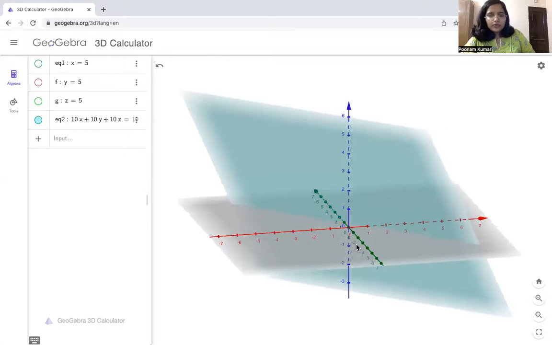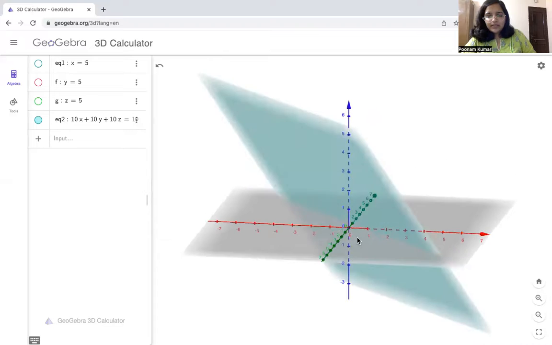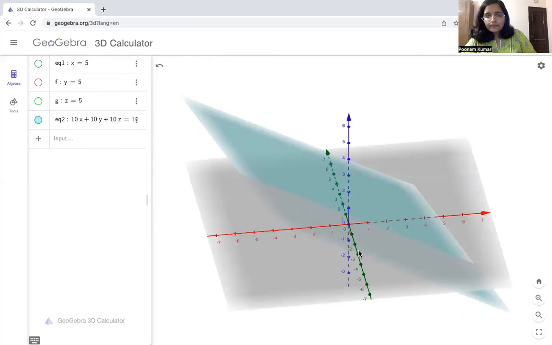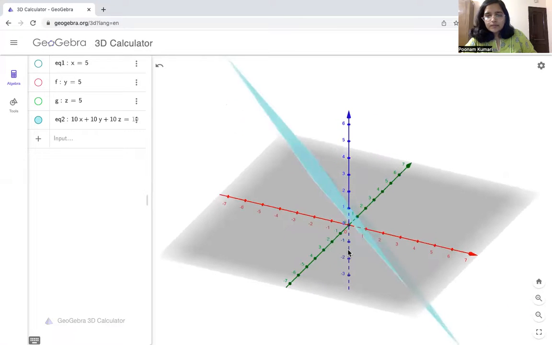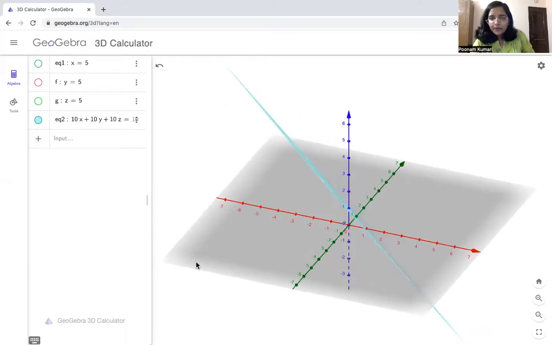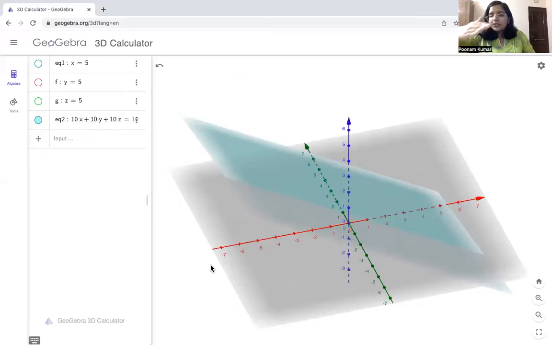So this is a different kind of plane. This red one is your x-axis, this green one is your y-axis, and this blue one is your z-axis. The plane, whose equation is x plus y plus z equals 1, looks something like this, cutting across all the axes, right? If you look at it from a different direction, it's as if you placed a mirror in that direction, right?